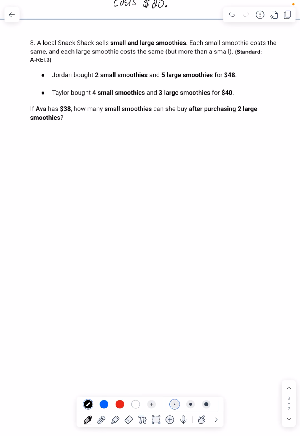All right, guys. So for this one, we're going to be solving this problem by using systems of linear equations and then using the substitution method to solve for it. So let's look into it and see how that works.